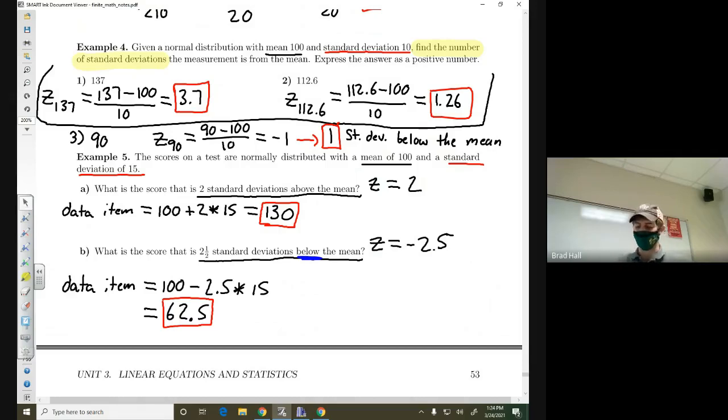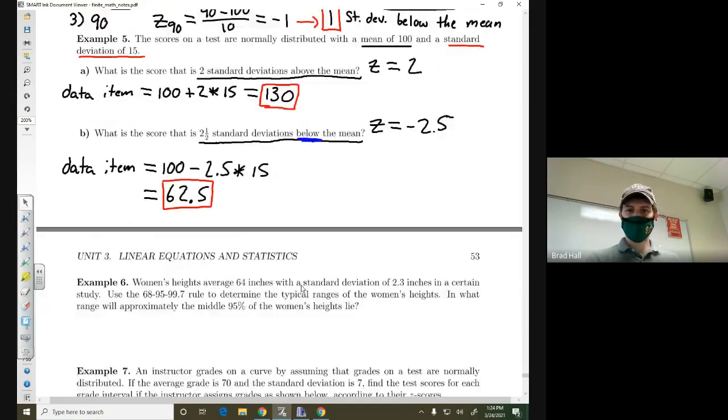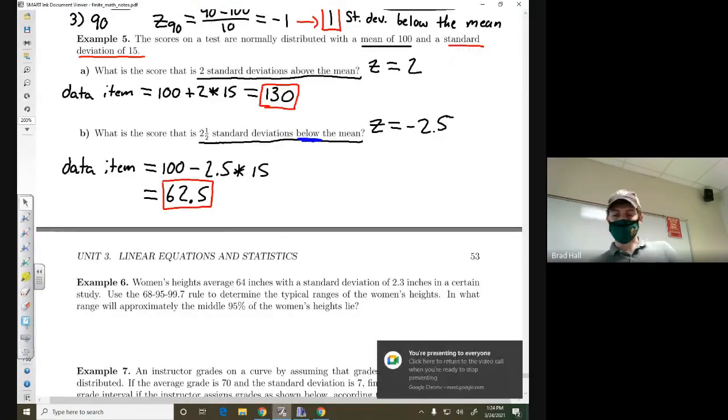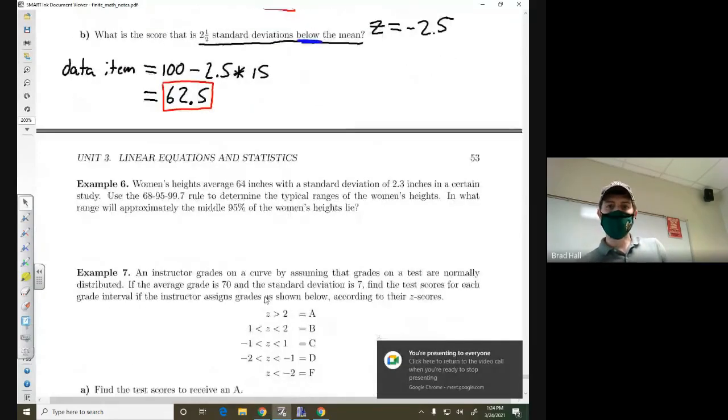But again, this is prerequisite stuff for a future class that you might or might not have to take. But it's fairly interesting, I think. Does anyone have any questions about this one before we move on? If not, let's look at example 6.